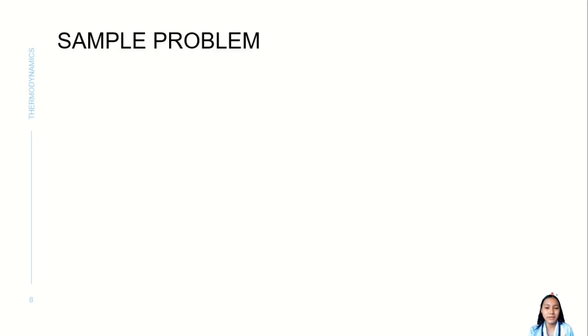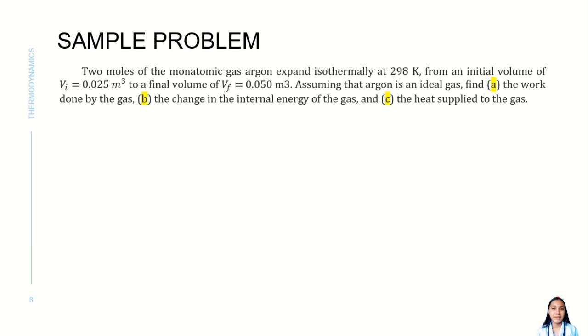Alright, I hope everyone is still awake because now we are going to solve a sample problem together. 2 moles of the monatomic gas argon expand isothermally at 298 Kelvin from an initial volume of 0.025 cubic meter to a final volume of 0.050 cubic meter. Assuming that the argon is an ideal gas, find A, the work done by the gas, B, the change in the internal energy of the gas, and C, the heat supplied to the gas.